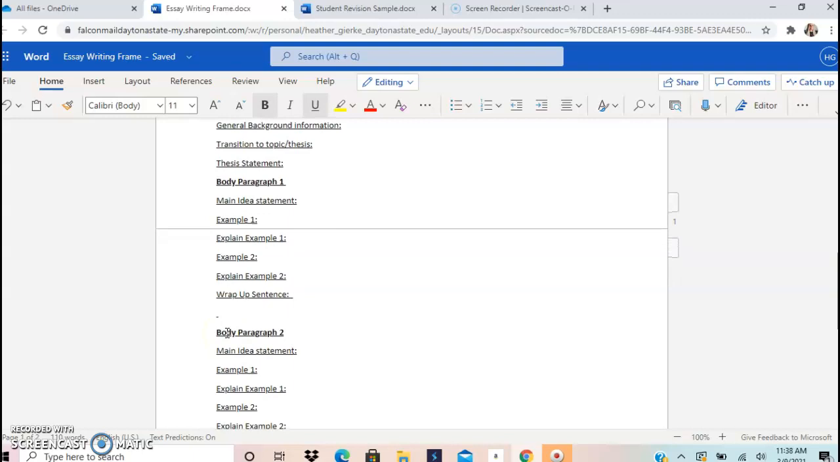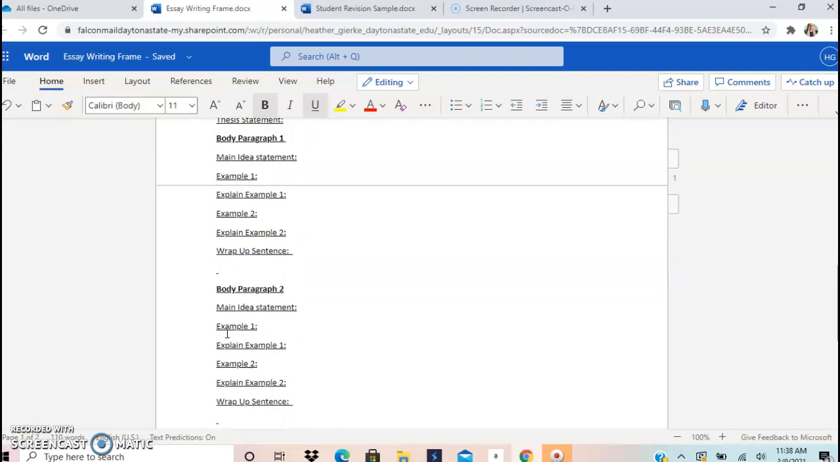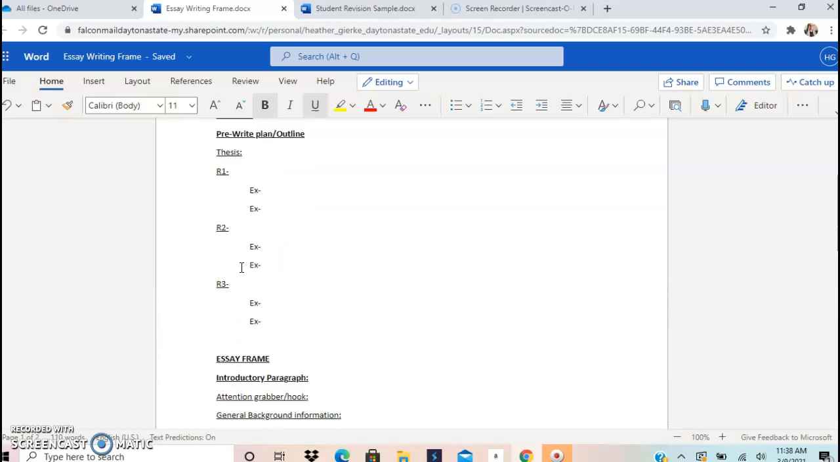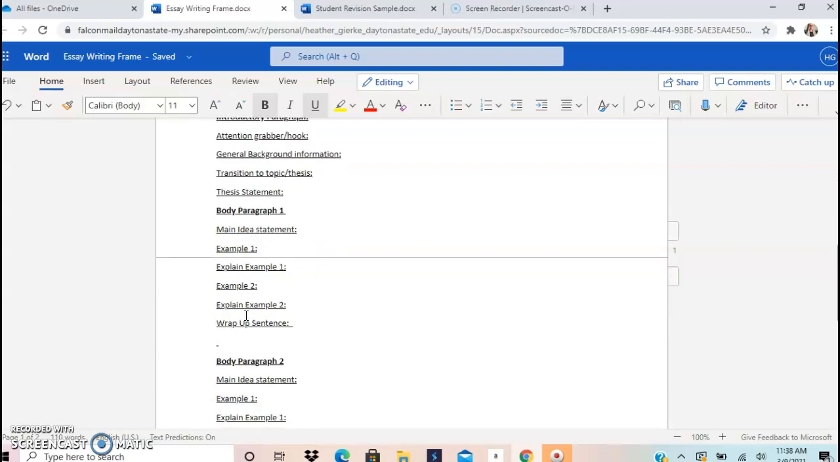Both body paragraphs, one and two, or all body paragraphs, whether you have three, all should have pretty much the same components, okay? A strong body paragraph always opens with a main idea statement. What is the main idea of that paragraph? And if we've done a good job outlining whatever each reason is, right? So the body paragraph one should focus on reason one, right? So let's go back down to body paragraph one. Whatever the reason was that we thought about for our first reason in our outline, we're going to turn that into a body paragraph, right?